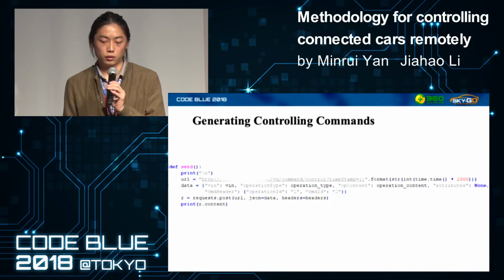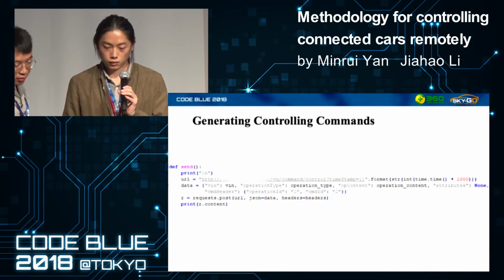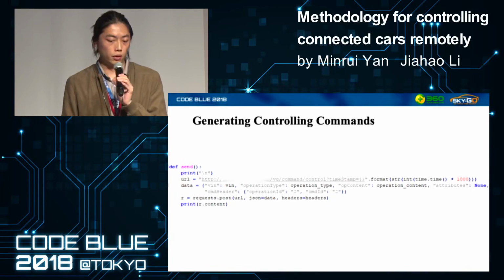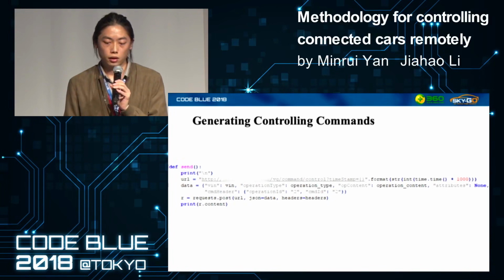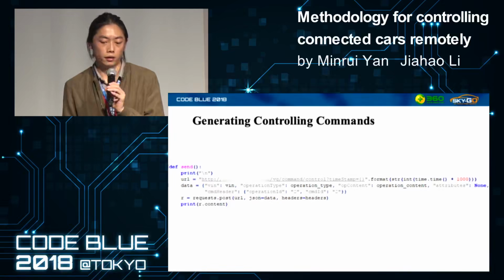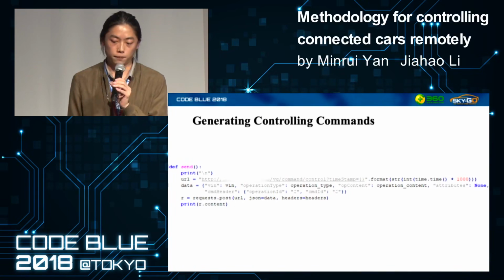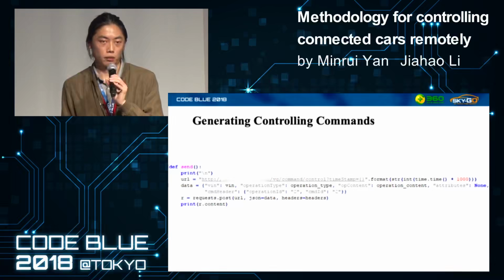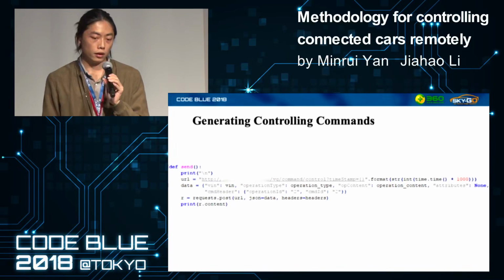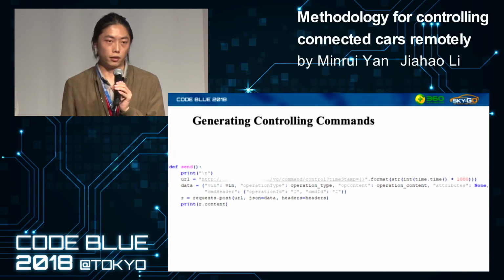We wrote a script to control the car. The method send is to compose commands for controlling a car. It sends parameters including VIN, operation type, operation content, command tokens, and the timestamp. But it's not always successful as we expected. We found that it would succeed only if we had sent a command by an official mobile application before. Finally, we found that the T-box will sleep automatically, and we need to send a wake up command to the T-box at first.